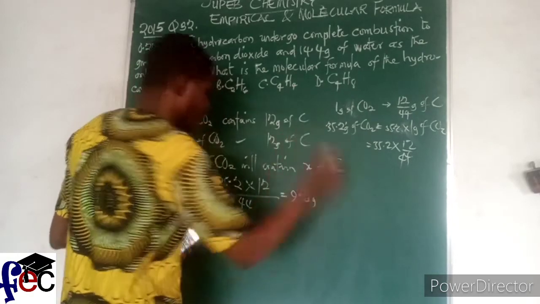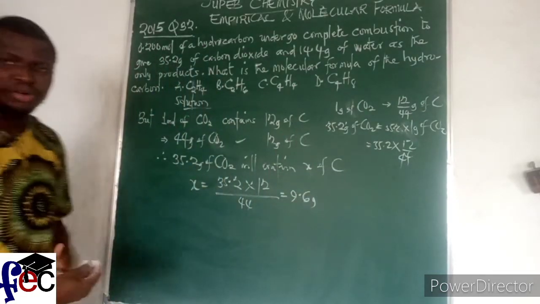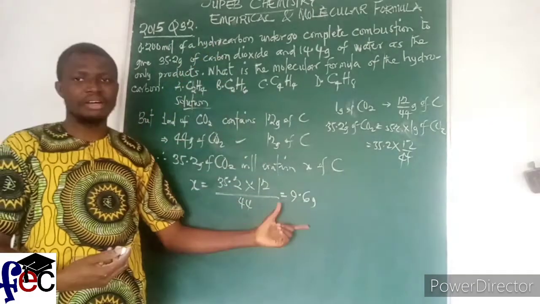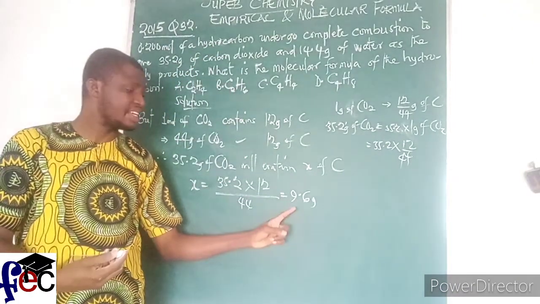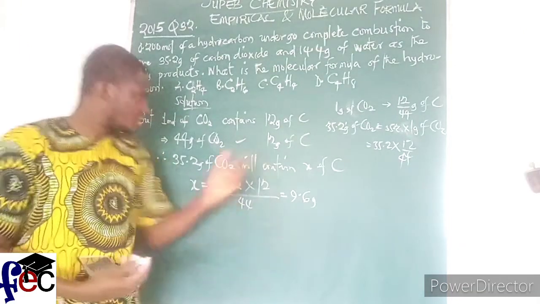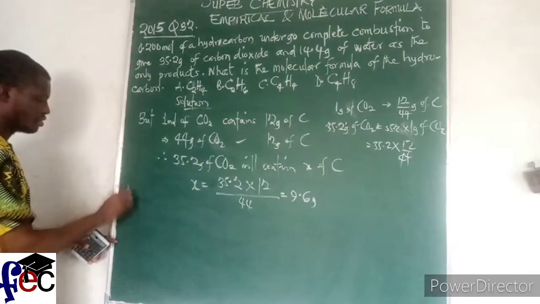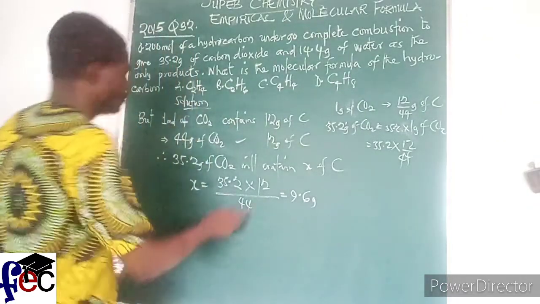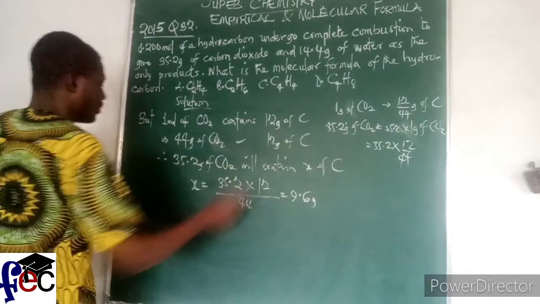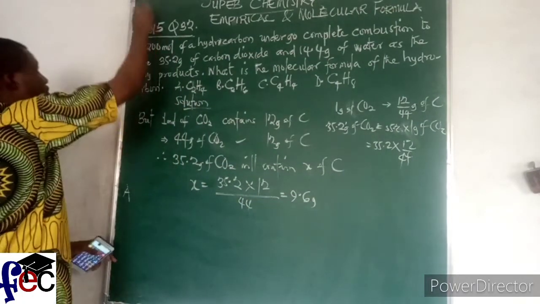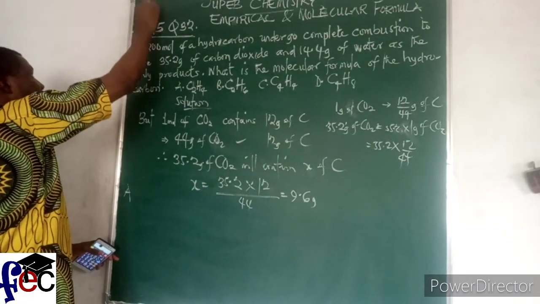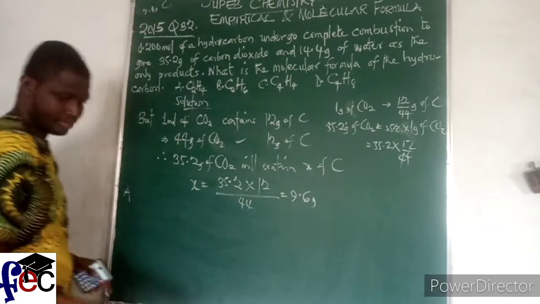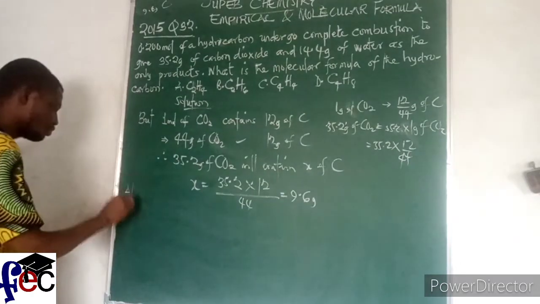This is 9.6 grams. Okay? What this implies is that inside this hydrocarbon, the mass of carbon there is 9.6. That's what it means. So also, we will take note of this because that's what we need. I need to take note of 9.6 grams of carbon. Let me write it here so I won't forget because I'm going to wipe it off. Gram of carbon.